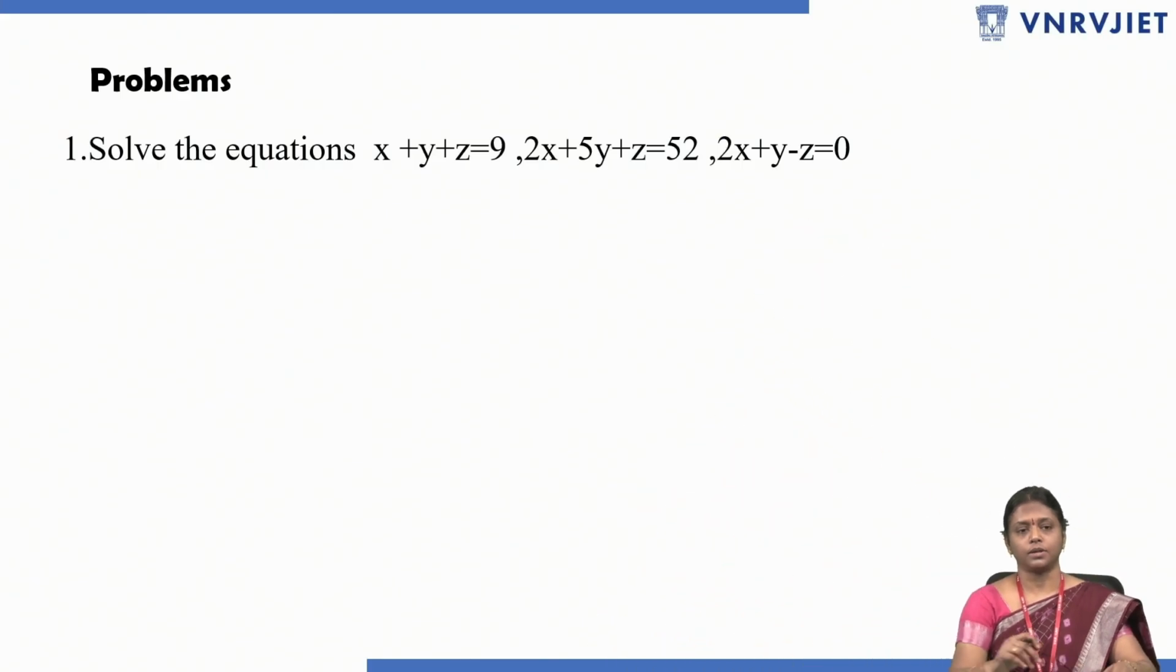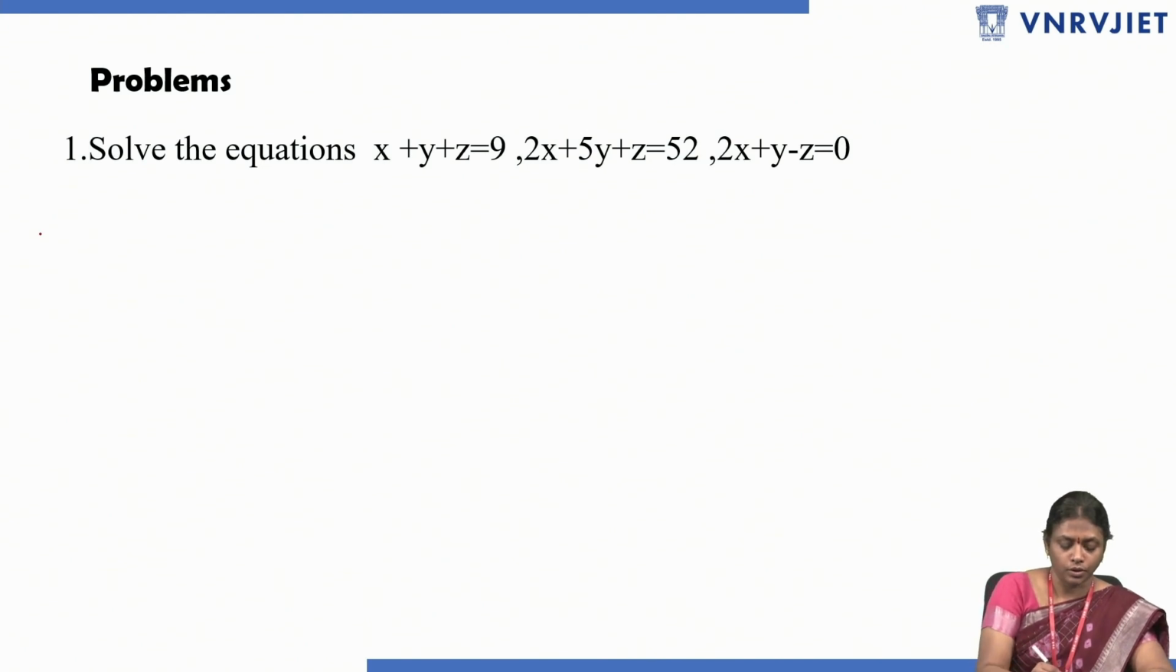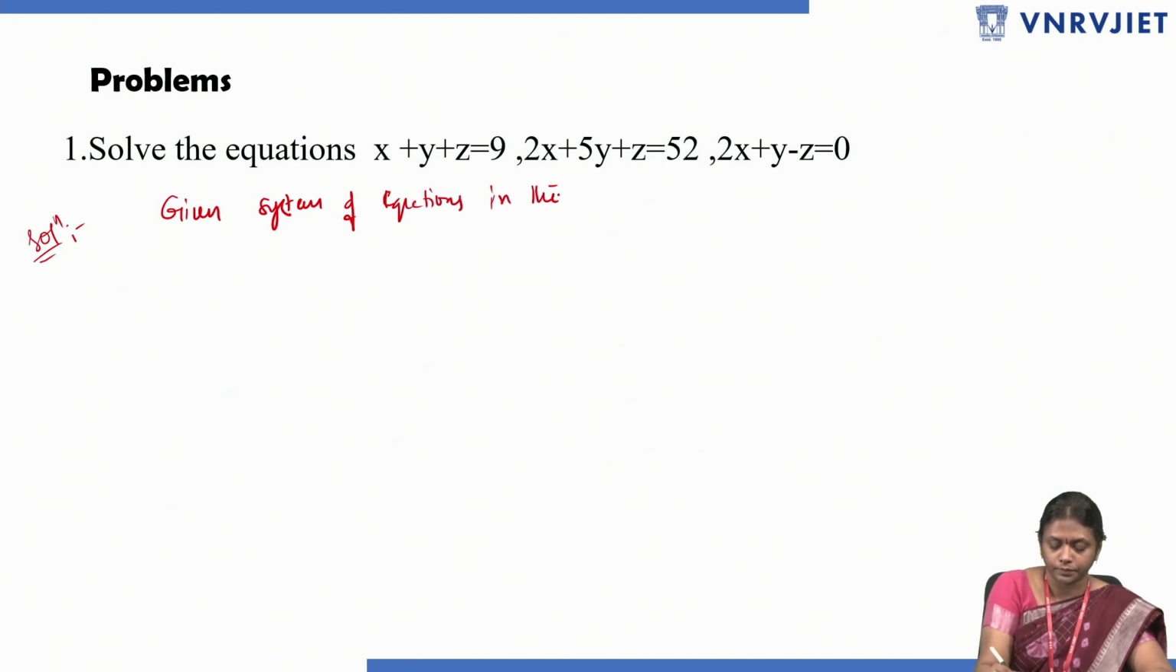So we have some example problems. Now solve the system of equations. We have three different equations here. Now coming to the solution. The first step is we write the given system of equations in the form AX equal to B, where capital A is called the coefficient matrix, capital X is the matrix of unknowns, and capital B is the constant matrix.